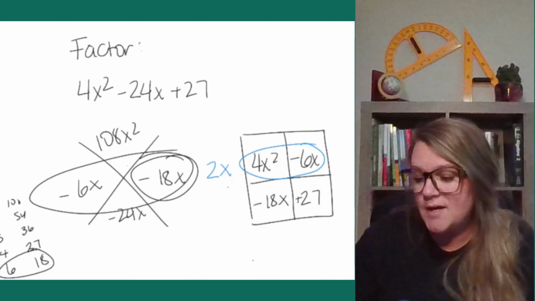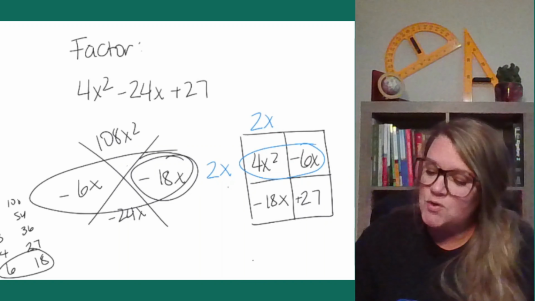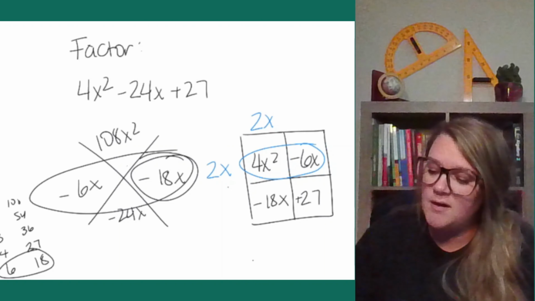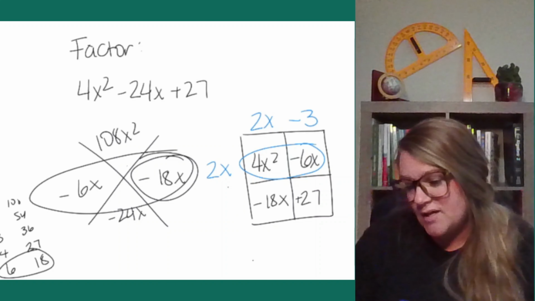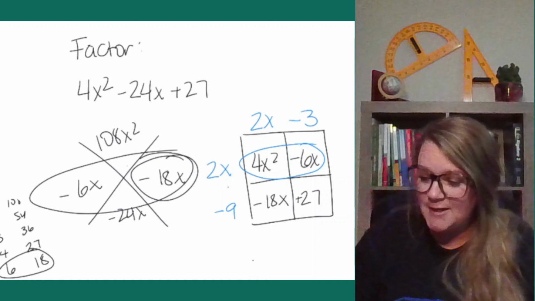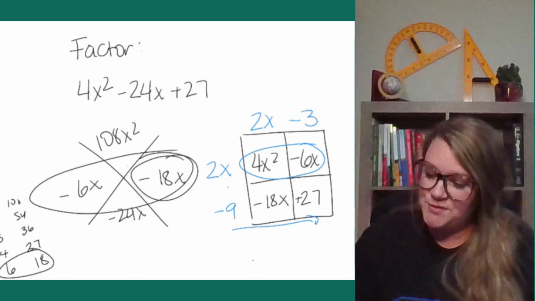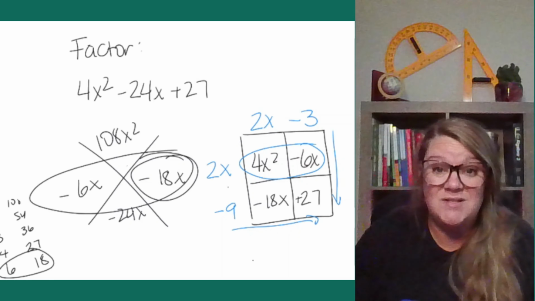So 2x times something gives me 4x squared. This needs to be a 2x. 2x times something gives me a negative 6x for this top right box. That has to be a minus 3. And then 2x times something will give me a negative 18x. This has to be a minus 9. If I double check my last two, negative 3 times negative 9 does give me a positive 27.